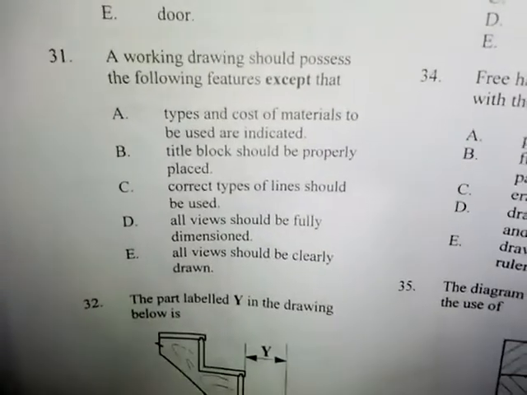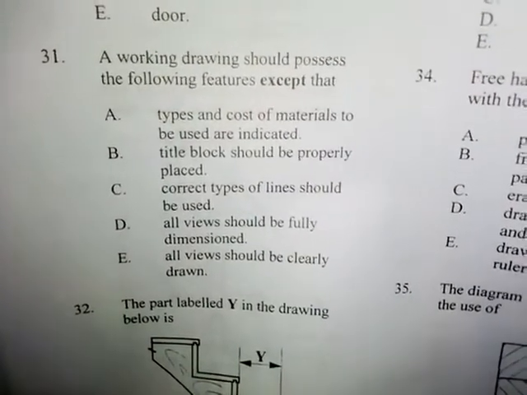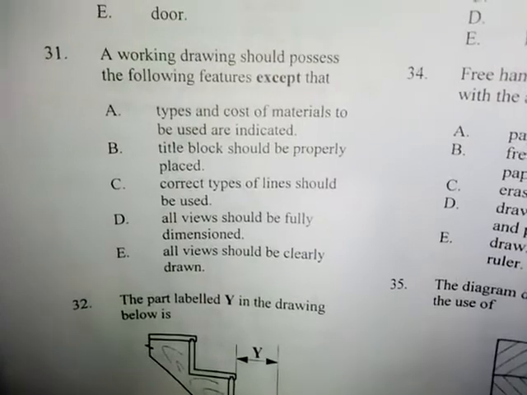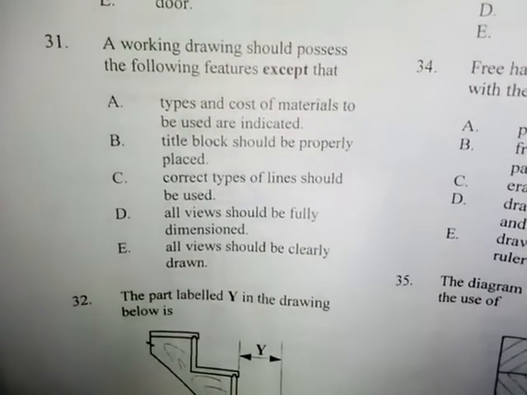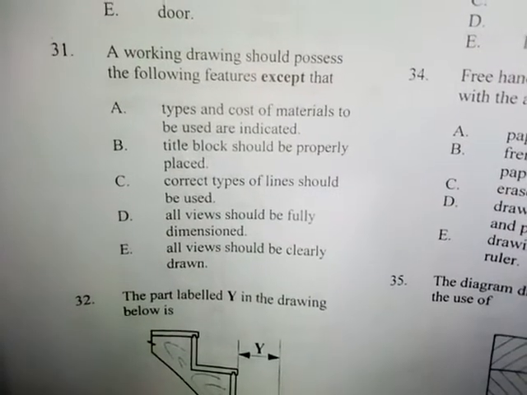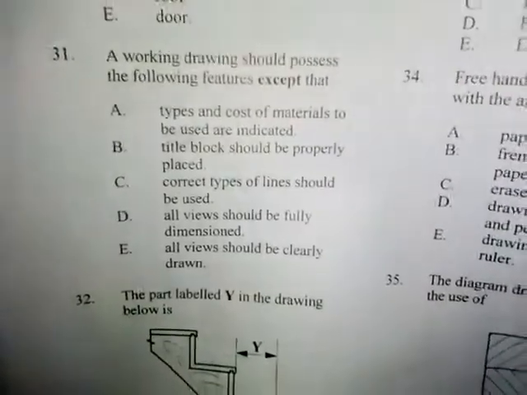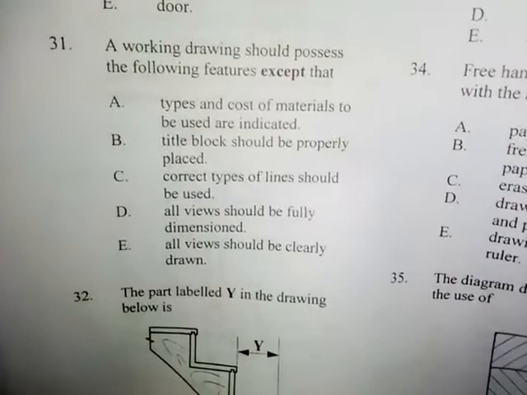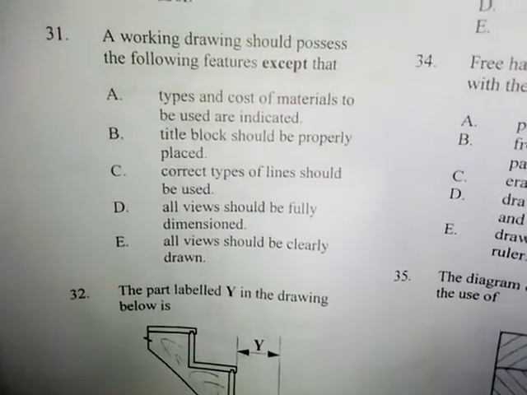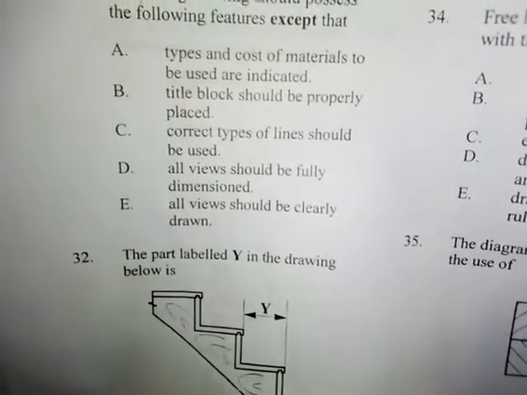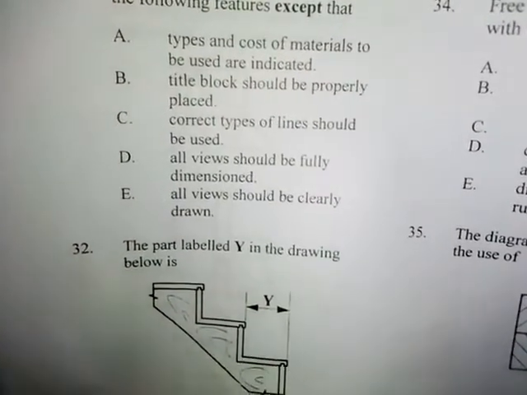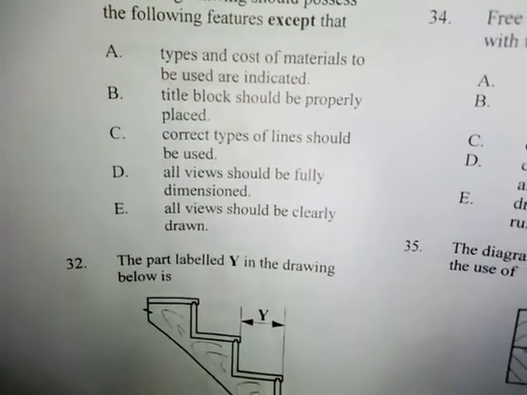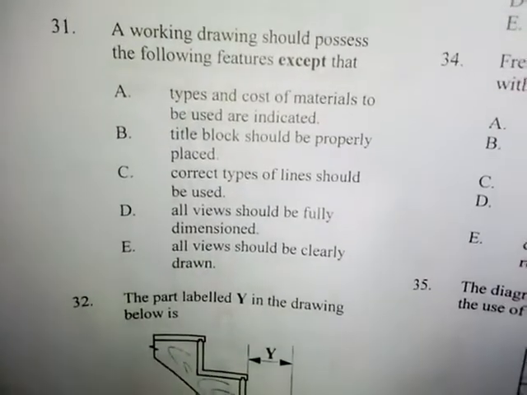Then question 31. A working drawing should possess the following features, except that, if you look at what we have here, it should not possess types and cost of materials to be used. It shouldn't contain that. So the correct answer is option A. It will contain a title block properly placed, correct types of lines properly used, and all views should be fully dimensioned and clearly drawn. So those ones are correct. So option A should not be part of what should be found on a working drawing.